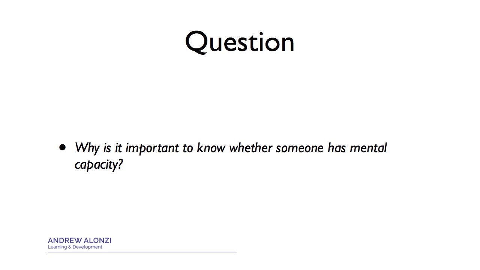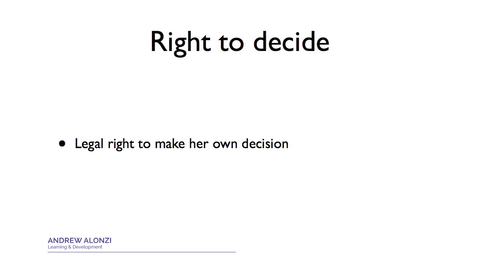Why is it important to know whether someone has mental capacity? An adult who has capacity has a legal right to make her own decision about something. This gives her a right to consent or refuse consent to an act of care or treatment. She can also withdraw her consent, having given it previously. A refusal of consent must be respected.